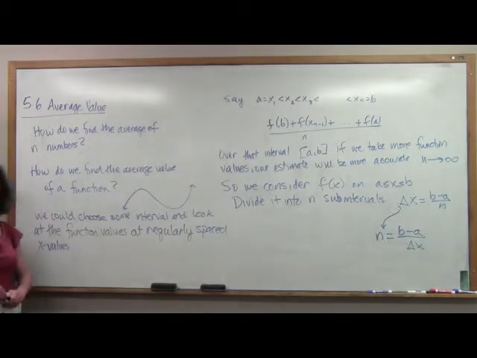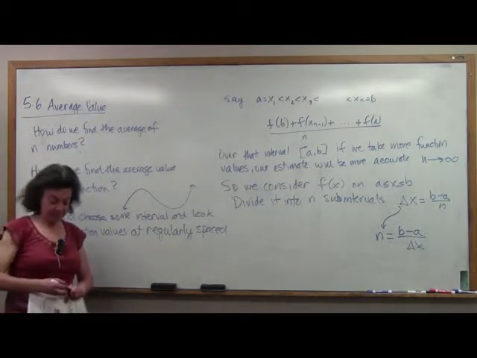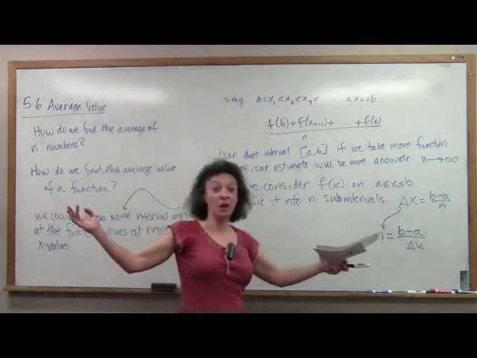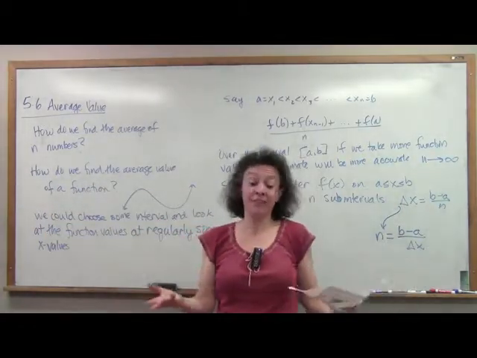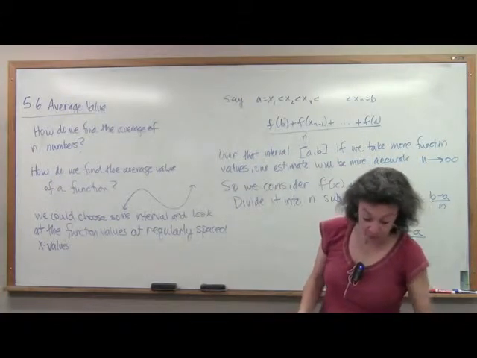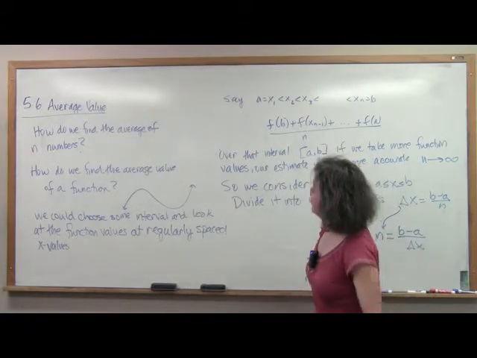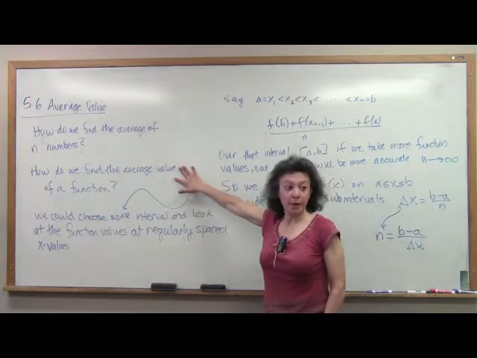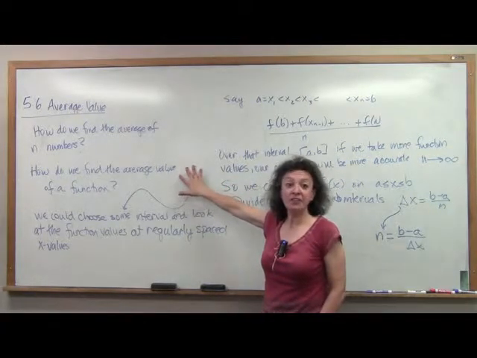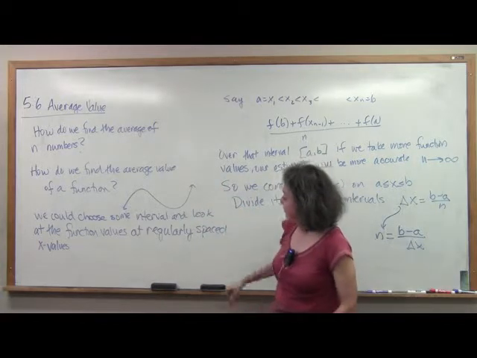So the first question I wrote on the board is, how do we find the average of n numbers? And I think you all know this. What you do is you add up all of the numbers and then divide by n, the total number of things that you added. So then our next question to ask is, okay, let's change this scenario. How do we find the average value of a function?